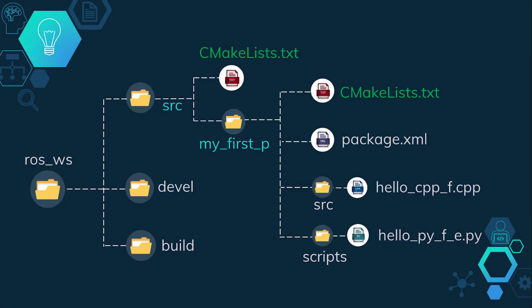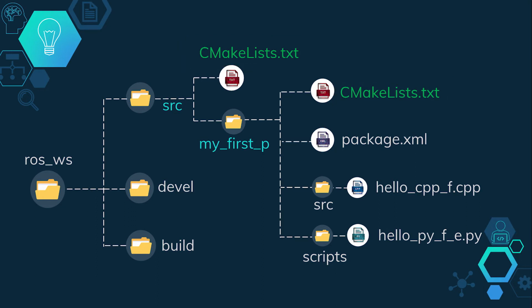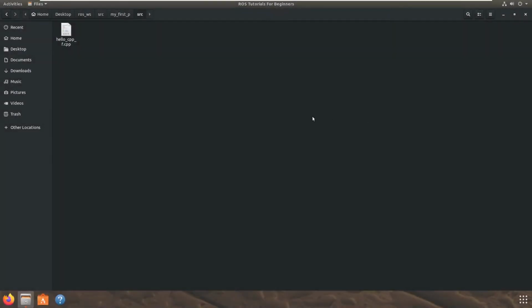Note here, we have two different cmakelist.txt files, one in the top level src directory and one in the my_first_p directory. We are going to edit the cmakelist.txt file corresponding to the my_first_p package. Let us go ahead and open this file.